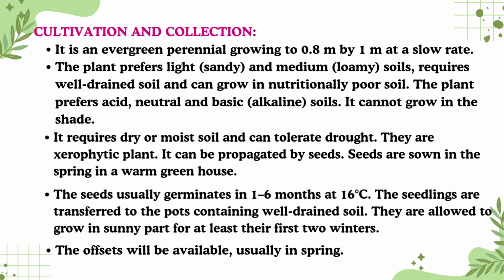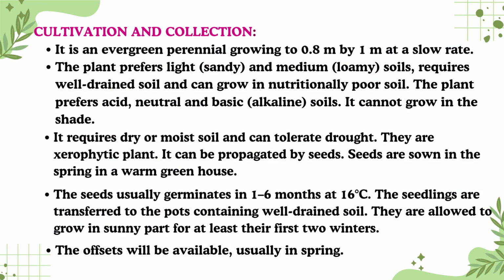Cultivation and collection. It is an evergreen perennial growing to 0.8 meters by 1 meter at a slow rate. The plant prefers light, sandy, and medium, loamy, soils, requires well-drained soil and can grow in nutritionally poor soil. The plant prefers acid, neutral and basic, alkaline, soils. It cannot grow in the shade. It requires dry or moist soil and can tolerate drought. They are xerophytic plants. It can be propagated by seeds.